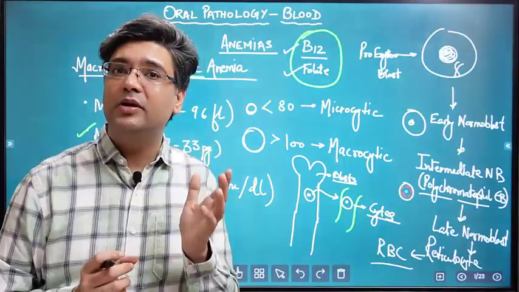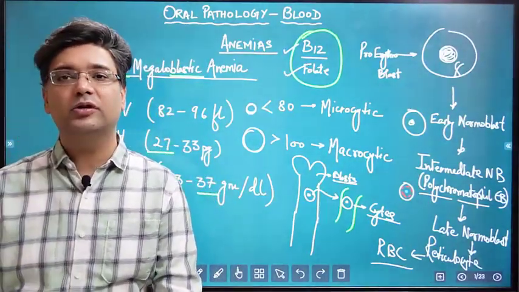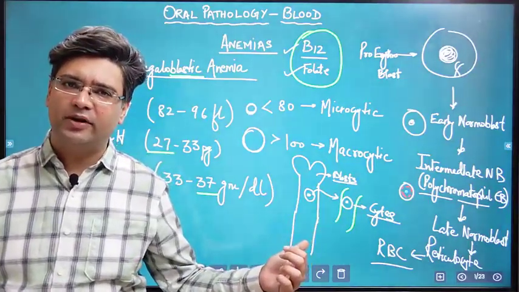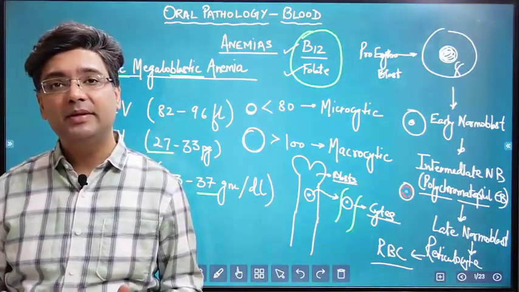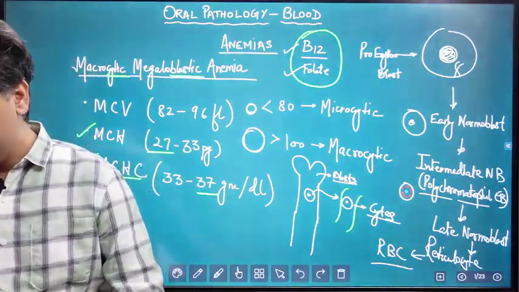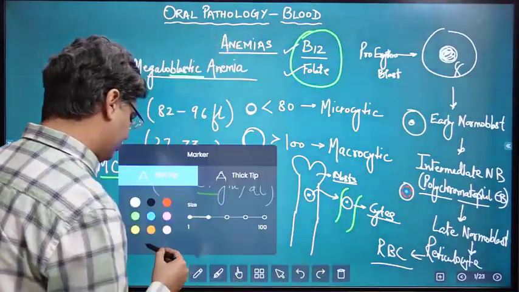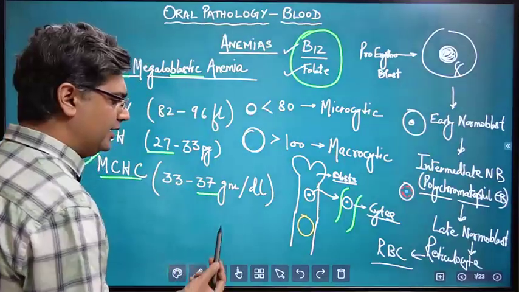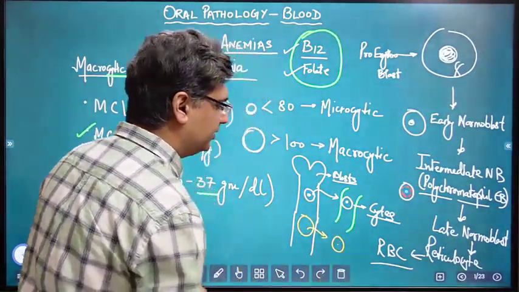also not maturing. In fact, neutrophils also sometimes do not mature. RBCs as it is are not maturing because of the deficiency of B12 and folate. But sometimes even the neutrophils are not maturing. And the neutrophils, basically what happens is, see, let us just draw a neutrophil, okay? And let's say this is a neutrophil. Now this neutrophil will also move out into the circulation.